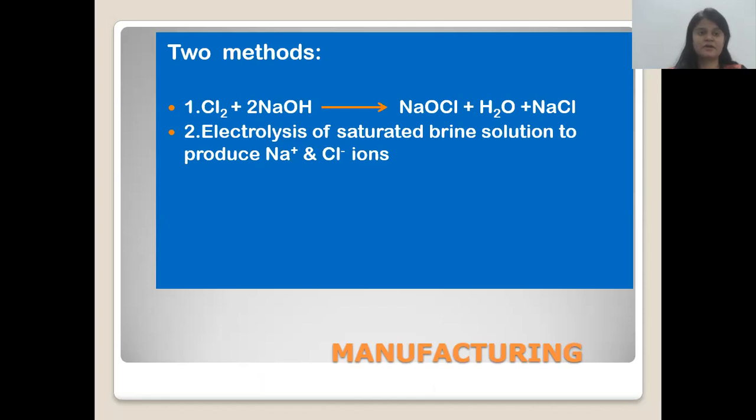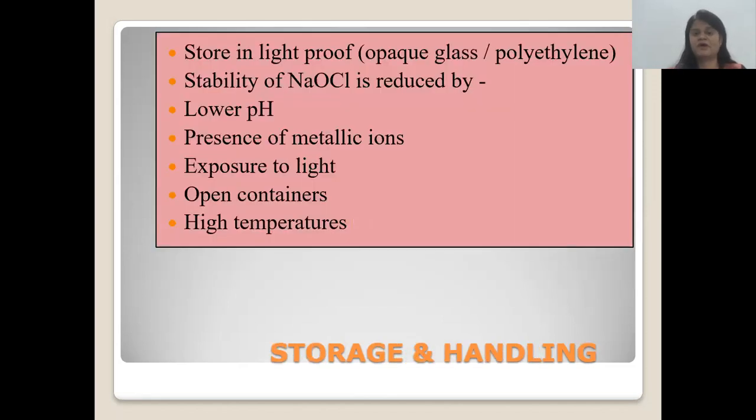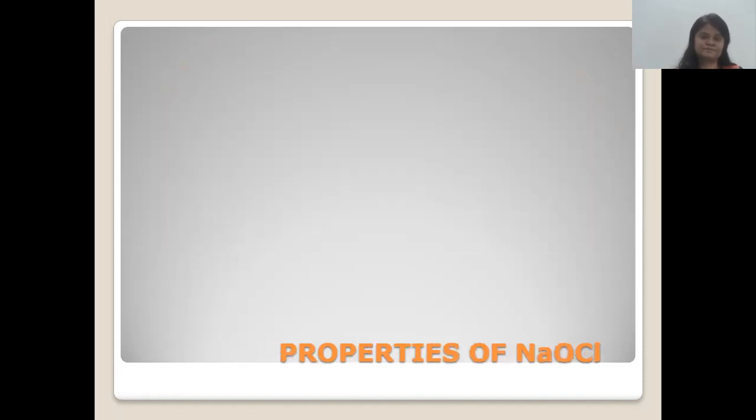There are two methods of manufacturing sodium hypochlorite. The first one is chlorine plus sodium hydroxide, which provides sodium hypochlorite plus water and sodium chloride. The second method is electrolysis of saturated brine solution to produce sodium and chlorine ions. How do you store and handle this material? You should always store it in light-proof opaque glass or polyethylene, away from light. Stability is reduced by lower pH, presence of metallic ions, exposure to light, open containers, and high temperatures.